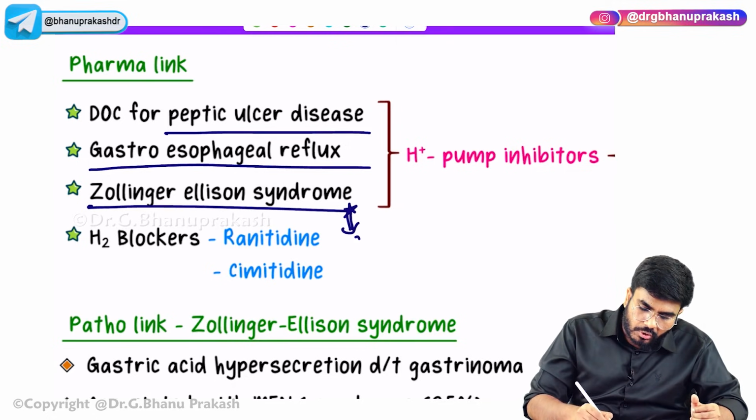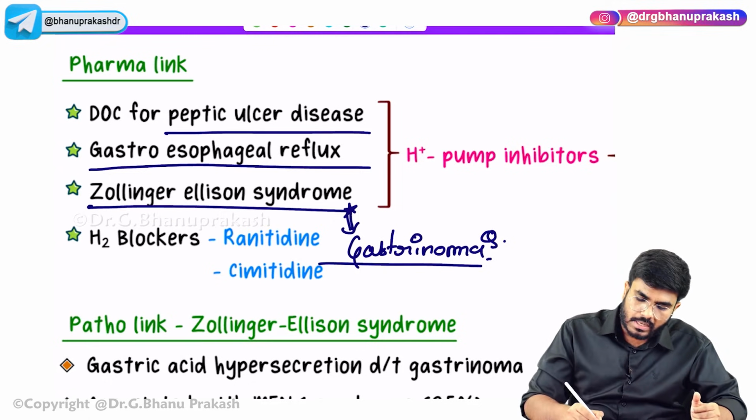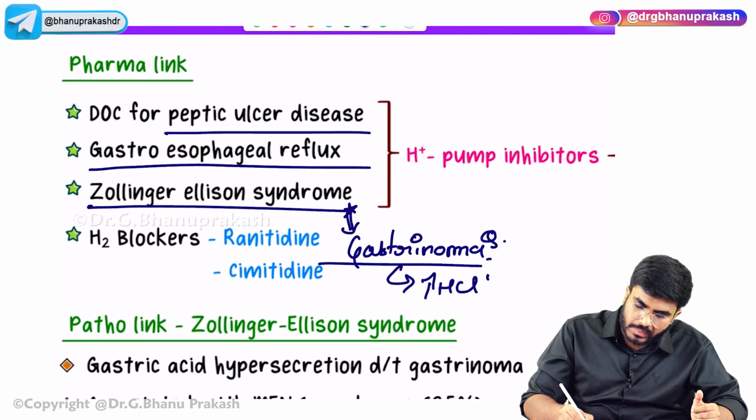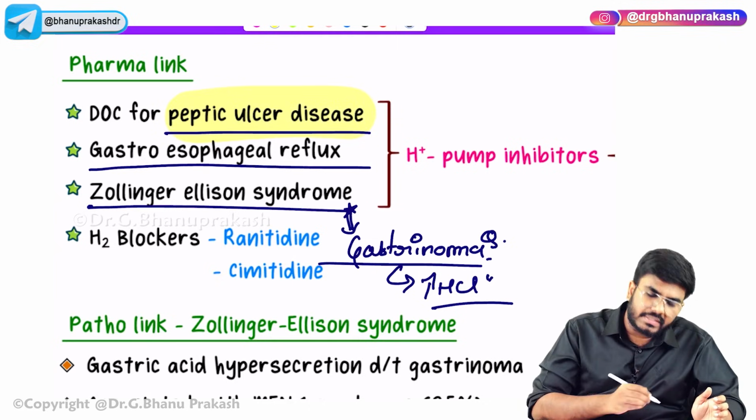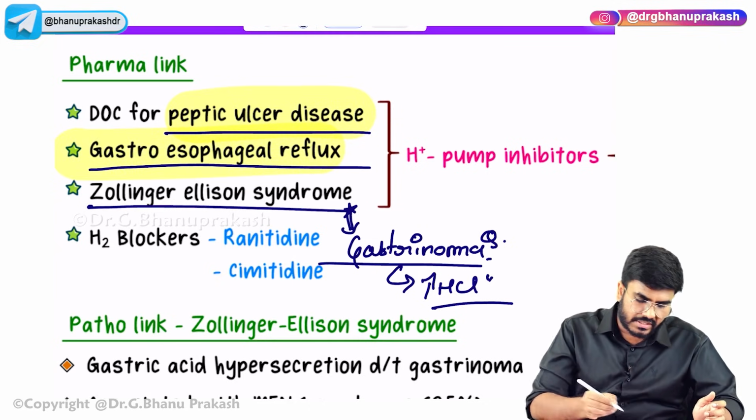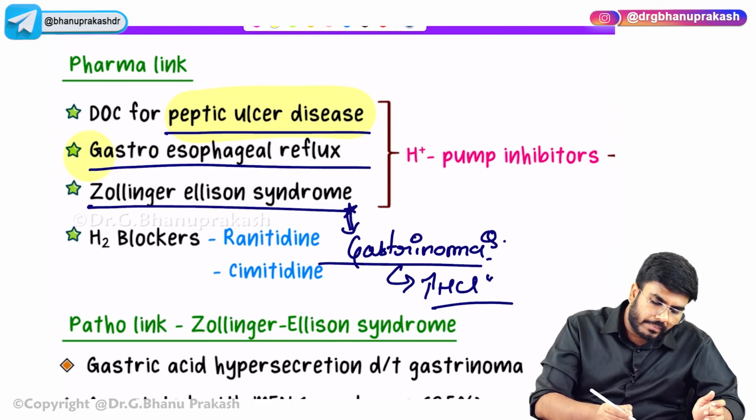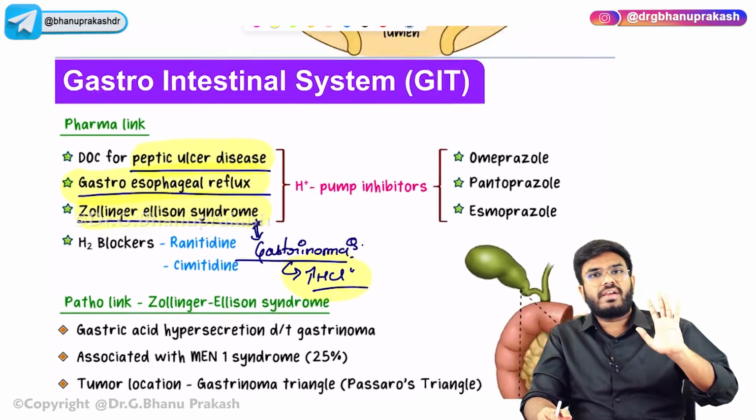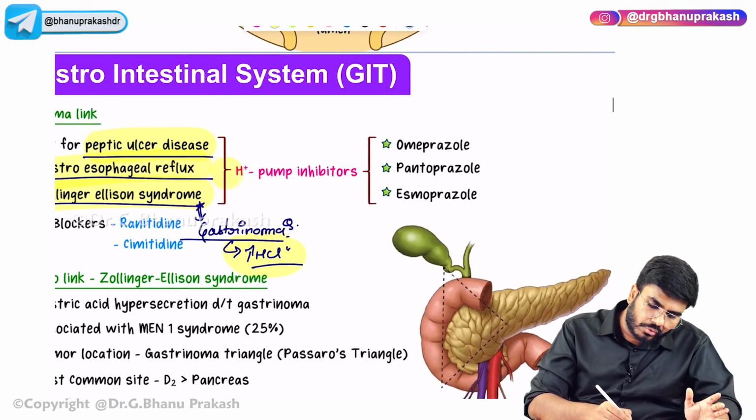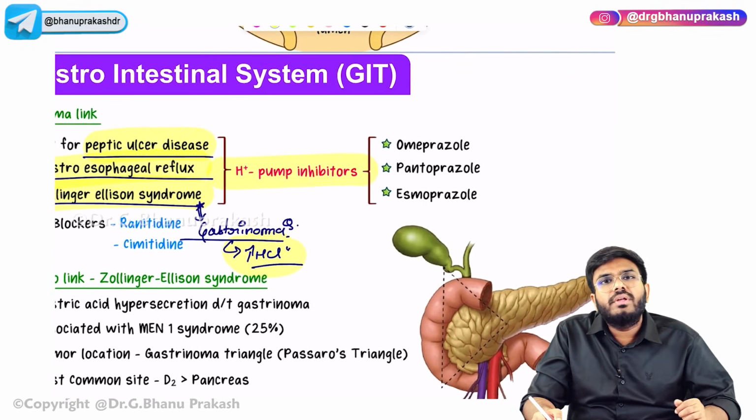In Zollinger-Ellison syndrome, there is a tumor called a gastrinoma. This gastrinoma increases the acid production. So finally, at the end of the day, in peptic ulcer disease, gastroesophageal reflux disease, and Zollinger-Ellison syndrome, these three conditions have high levels of acid. So as a doctor, what do you have to do? You have to decrease the acid. So how can you decrease the acid?